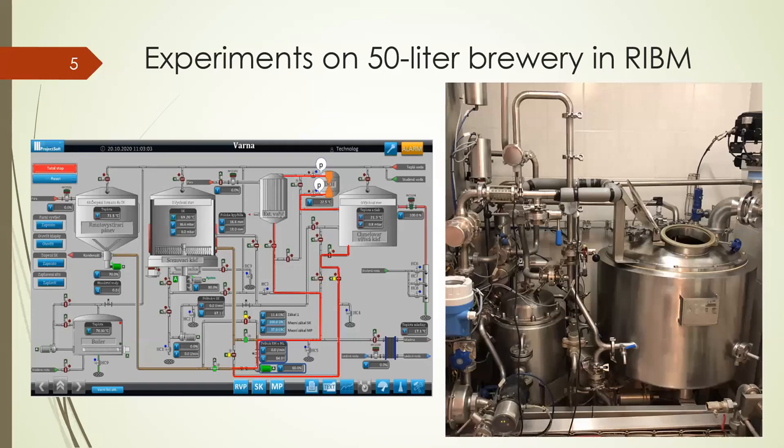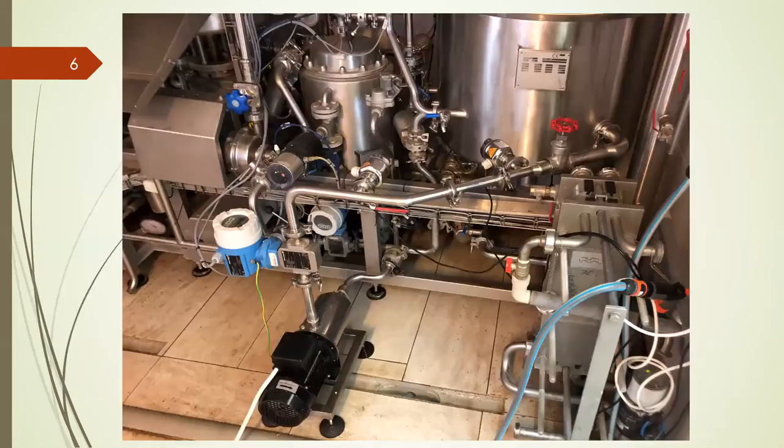So this is a 50 liter brewery, which is located in the Research Institute of Brewing and Malting. On the right side, you can see the brewery. It's a pilot plant brewery. On the left side, there is a scheme with the loop which we use to heat up our wort. And we have added a second loop. This loop consists of the pump, flow meter, and pressure meters to be able to measure the amount of cavitation.